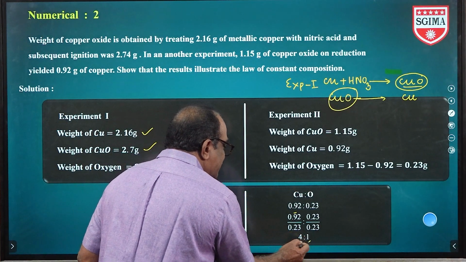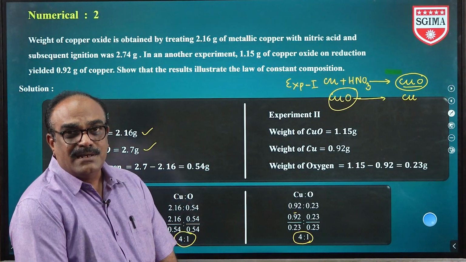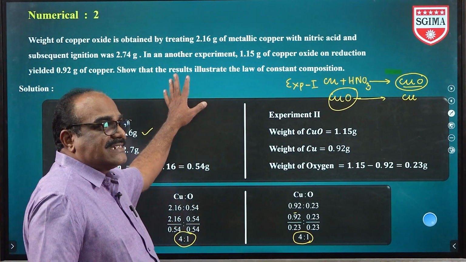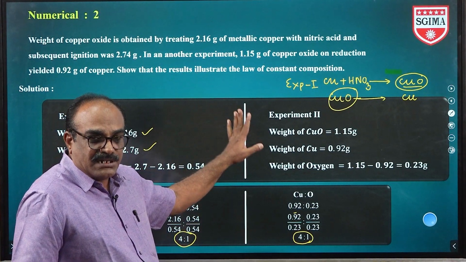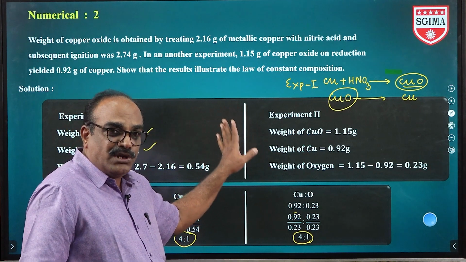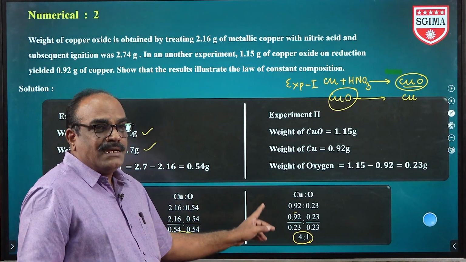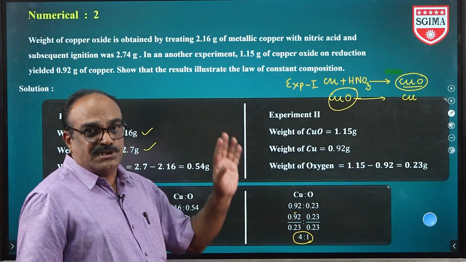In both processes, please observe that I am going to get a 4:1 ratio only, meaning that according to the law of constant proportions, in the preparation of copper oxide as CuO, as cupric oxide, copper and oxygen are combining in a 4:1 mass ratio.